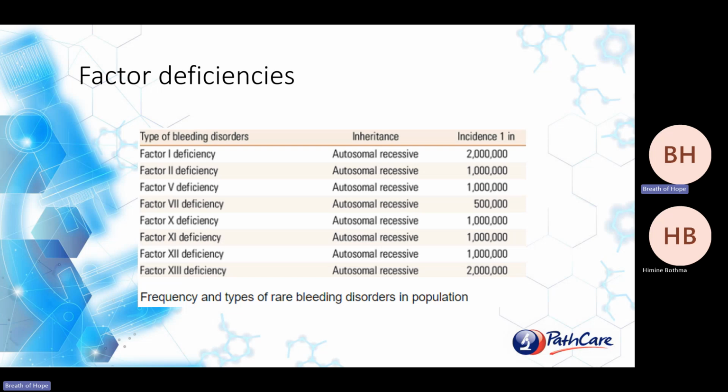Factor deficiencies, I've just put this in just to show how rare they can be actually. So you can get factor deficiencies in many of the factors. It's not just hemophilia with your factor 8 and factor 9. It can be any of them that are involved, but they are pretty rare. As you can see, 1 in a million, 1 in 2 million. The last one on the list, just please keep that in mind for later, a factor 13 deficiency, 1 in 2 million. The reason why they are so rare is mainly their pattern of inheritance. It's because it is autosomal recessive.